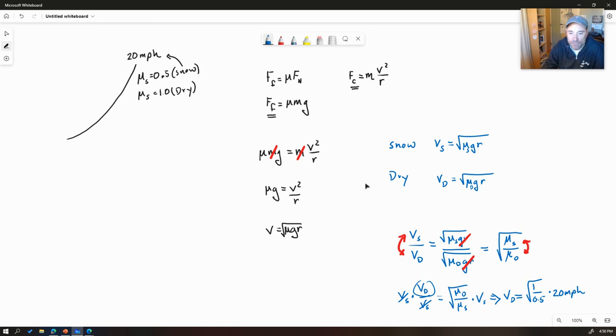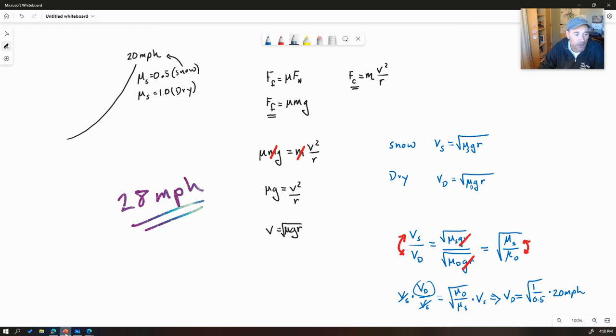Sounds pretty good to me. So my final answer to this question is a whopping 28 miles per hour. Now, there's lots of different ways to solve this. I could have solved for the radius of curvature, and then I could have done a little fancy footwork there, but this is not a bad problem. I'm going to leave this here for the moment.